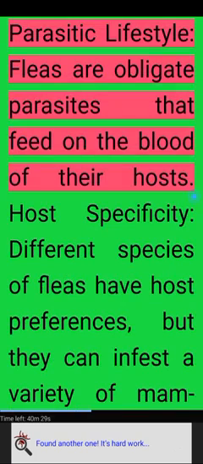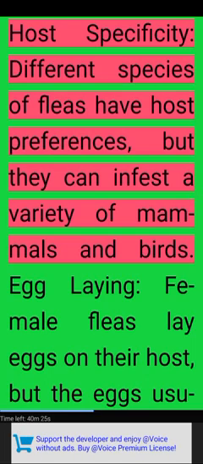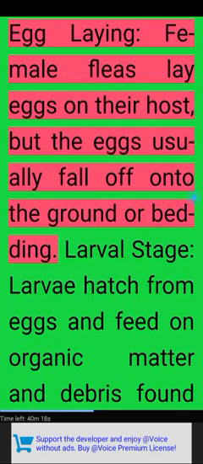Biology. Parasitic lifestyle. Fleas are obligate parasites that feed on the blood of their hosts. Host specificity. Different species of fleas have host preferences, but they can infest a variety of mammals and birds. Egg laying. Female fleas lay eggs on their host, but the eggs usually fall off onto the ground or bedding.